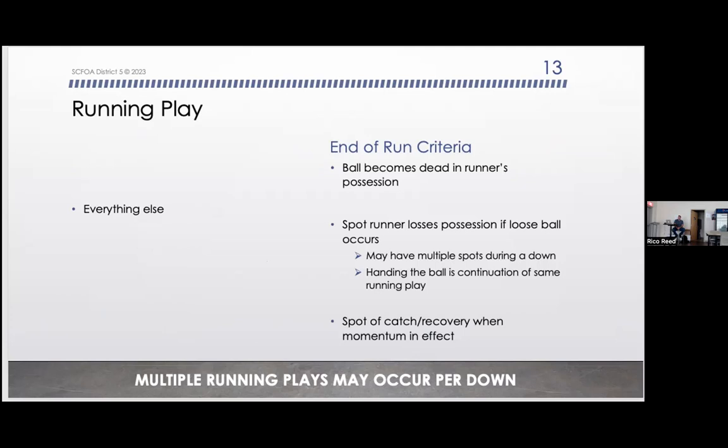End of run criteria. So when is the end of a running play? What does that mean? That means when the ball becomes dead in runner's possession. Nice and simple, right? That's the down's going to end. The end of the run's going to be one spot. But runner spot where the runner loses possession if a loose ball occurs, they have multiple spots during a down.